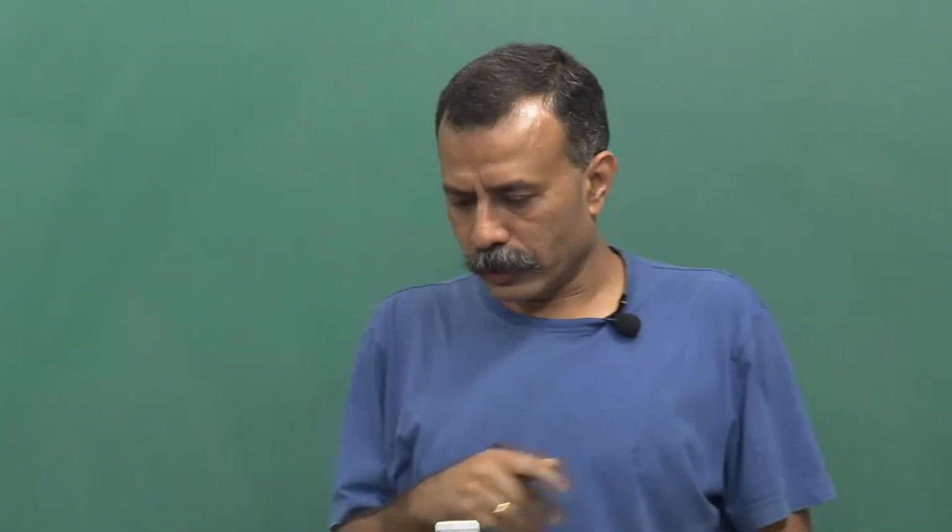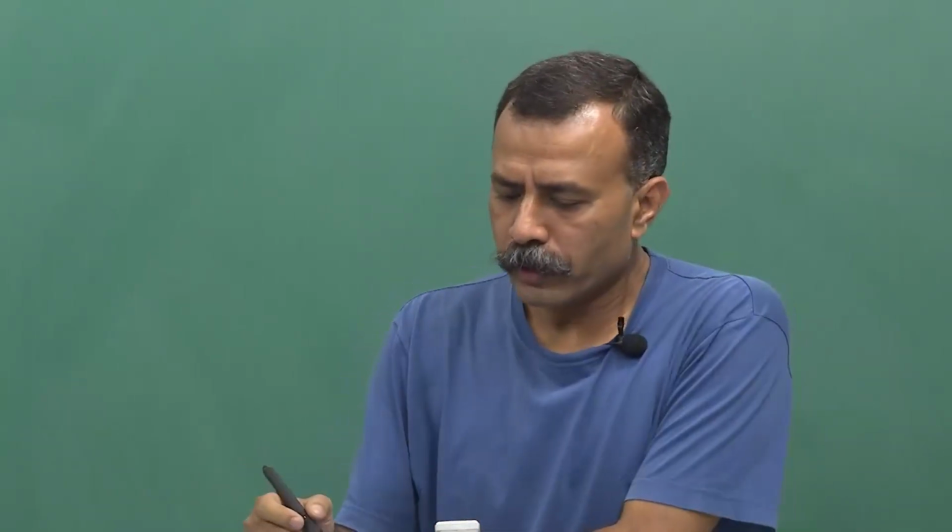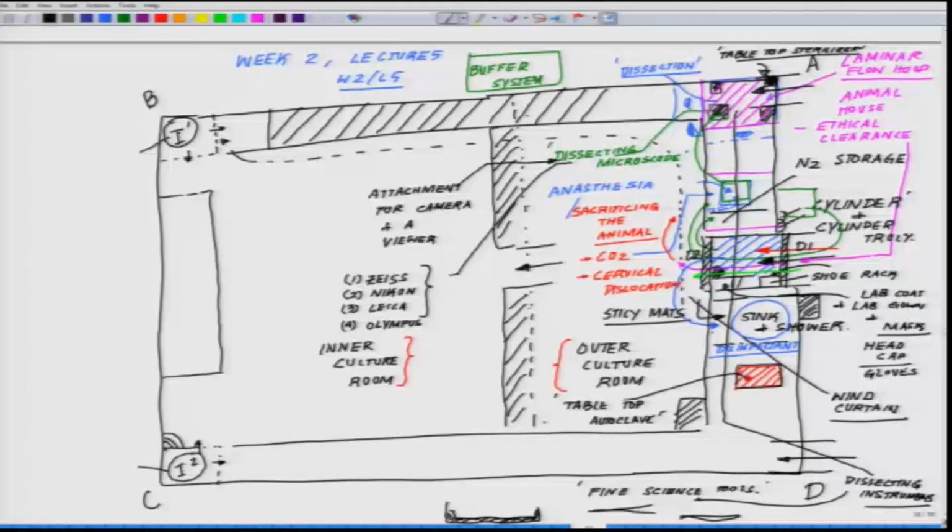If we just look through the picture, you will see there is an entry port here. Then we talked about the sink and the shower. Then we talked about a tabletop autoclave. Here you see the tabletop autoclave. Then you have a sacrificial zone where you sacrifice the animal by using ether, carbon dioxide, cervical dislocation, whatever animal ethics people recommended. Then you have a dissection assembly where you do all sorts of dissection and everything. Then from here we'll leave the rest of the space.